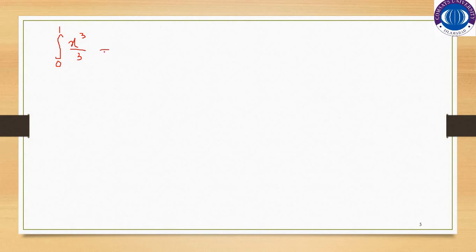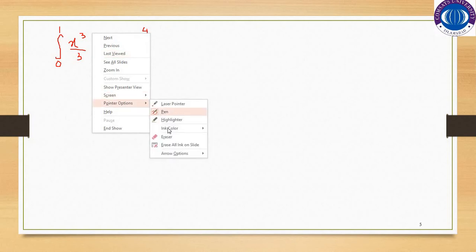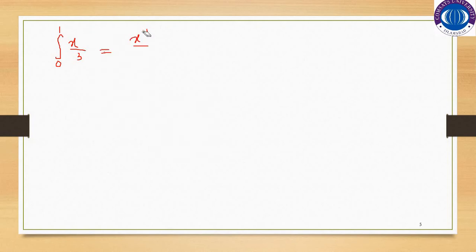So by integrating this, we have seen that this would be x to the power 4 by, I think it is x square by 2. We have written here wrong. This one is x square by 3, and by integrating we will get x cubed by 9, and the range is 0 to 1. So this will give us 1 by 9.